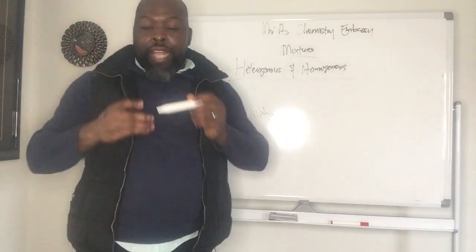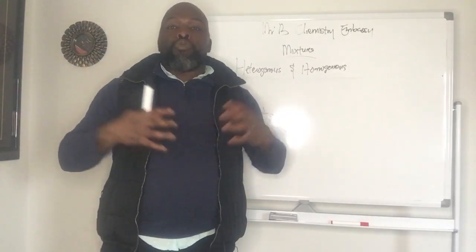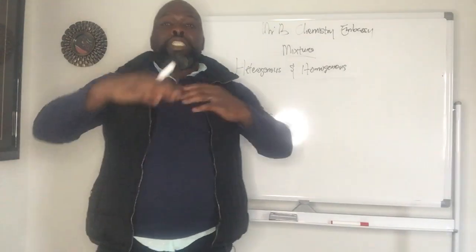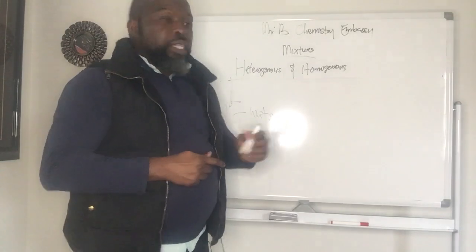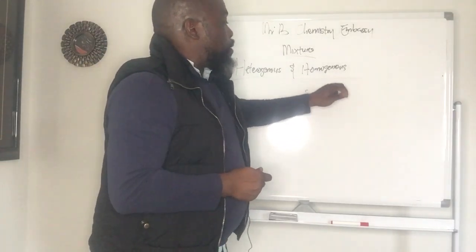A homogeneous mixture is when you mix two or more things together, you won't notice the difference. It will be very hard for you to see the layers of those two things. So a good example is salt plus water.